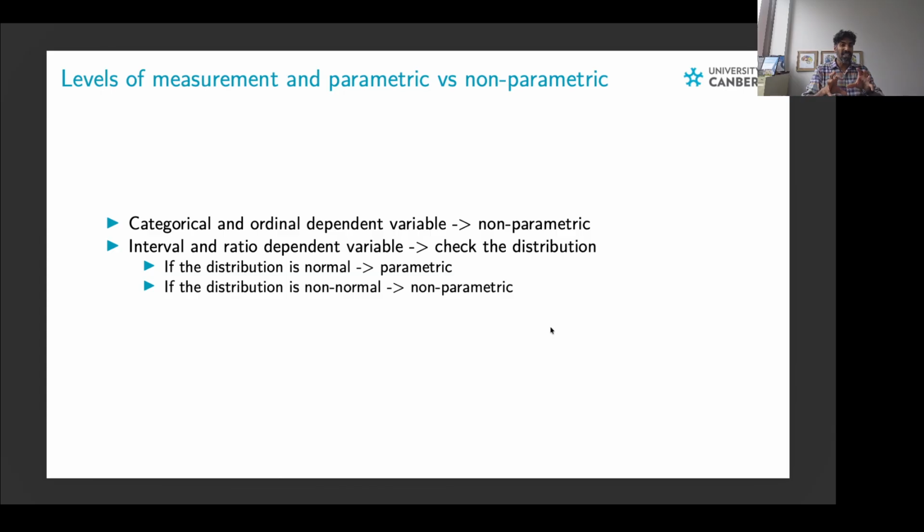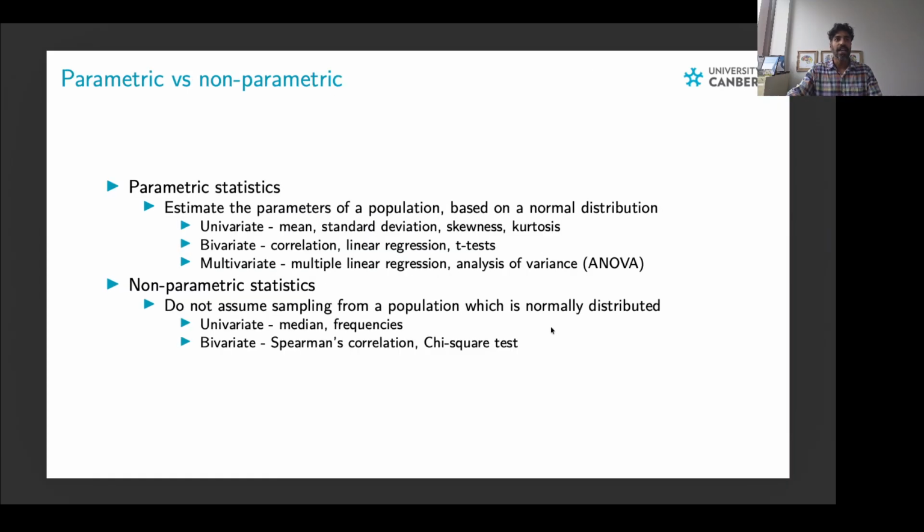So the real key takeaways from this slide is thinking about, we have our levels of measurement and they can be grouped as parametric or non-parametric. If it's nominal or ordinal, it's going to be non-parametric. If it's interval or ratio, well, it depends on the distribution. So you check the distribution. If it's normal, then it's parametric. If it's non-normal, it's non-parametric.